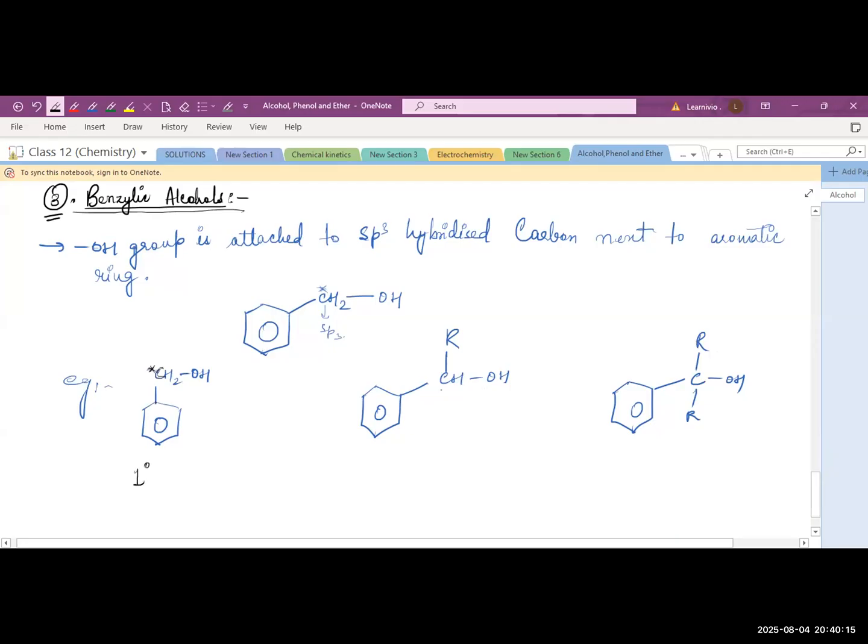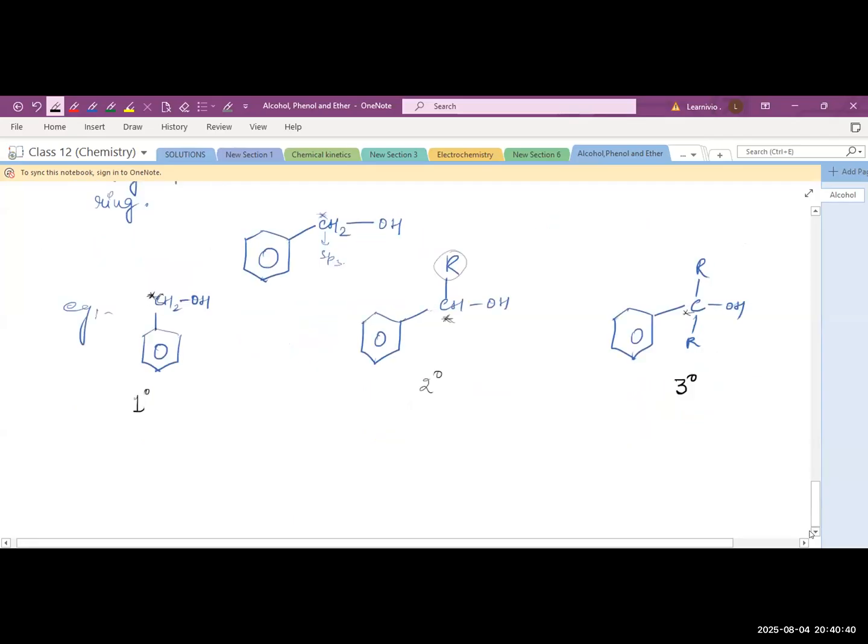Now see, this is your again benzylic carbon. Benzylic carbon से कितने groups attached हैं? So this is one group and two, this is your second group. So this is your secondary benzylic alcohol. Similarly, यहाँ पे कितने groups हैं? Three groups. So tertiary. Clear? Yes, ma'am. Okay.